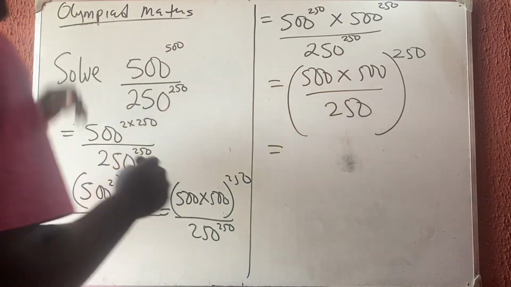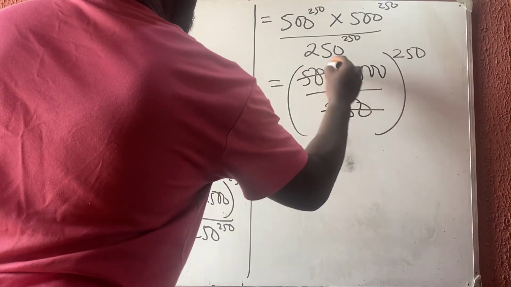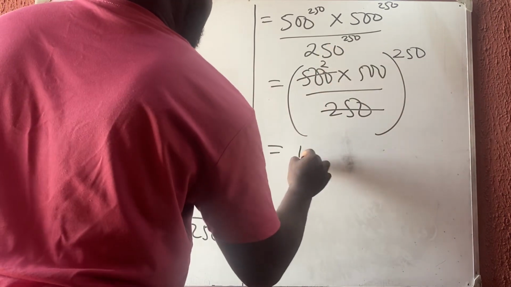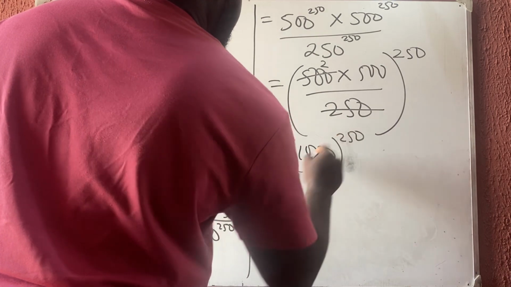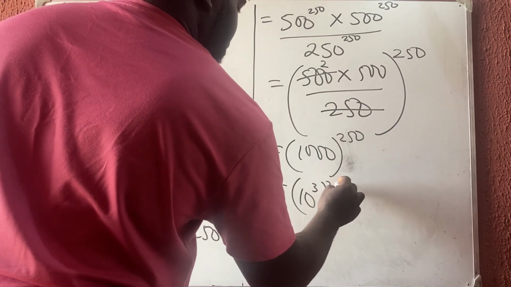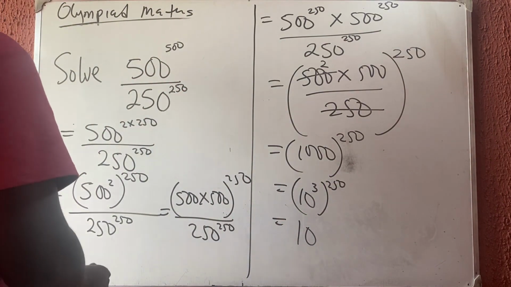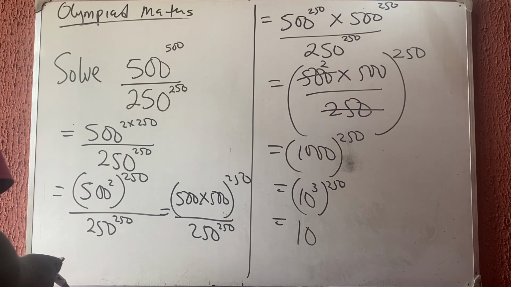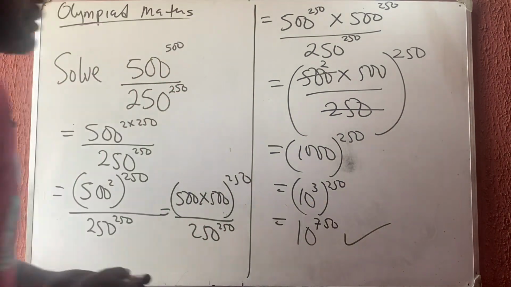If you look at this, 500 divided by 250 is 2. 2 times 500 is 1000. That is 1000 raised to power 250, which is 10 raised to power 3, raised to power 250, which is 10 raised to power 250 times 3, which is 750. And that is the solution.